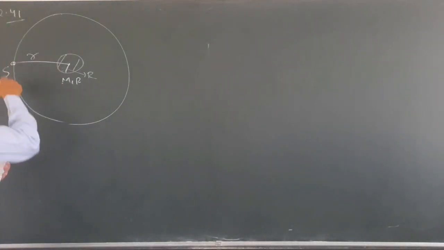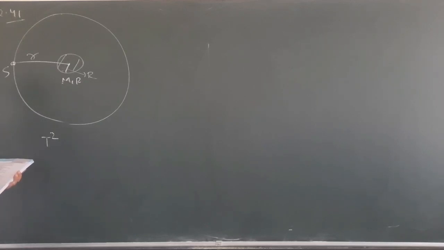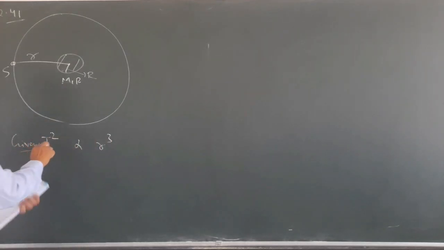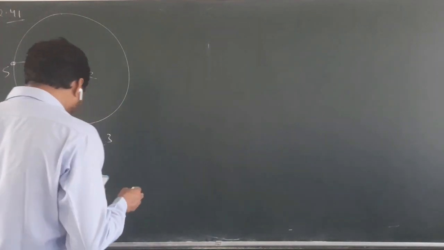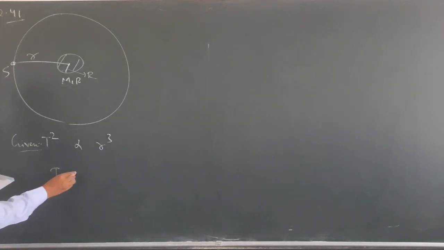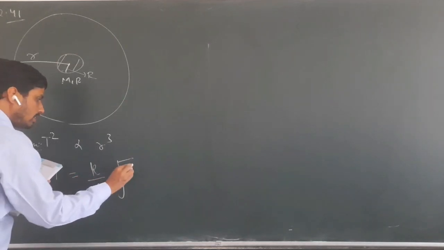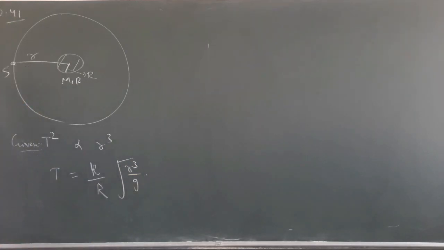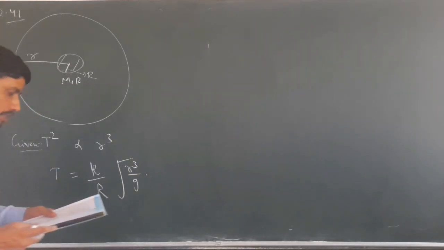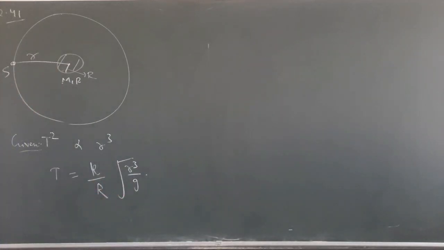Square of period of revolution, time period of revolution, its square is proportional to the cube of radius of the orbit. So this is given in the question. It is known that T square is directly proportional to r cube. You have to show using dimensional analysis that T is equal to some dimensionless constant k divided by R into root under r cube by g, where k is a dimensionless constant and g is acceleration due to gravity. So okay.